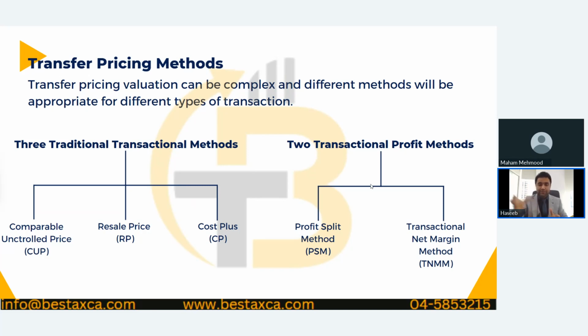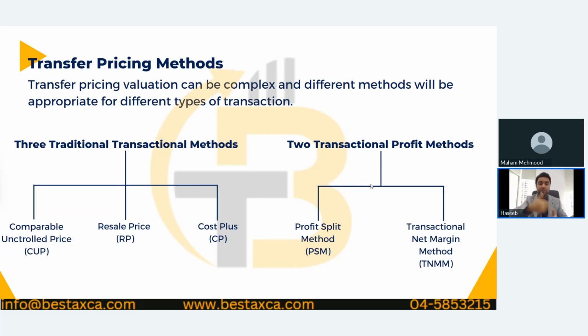So briefly, a recap of these three in simple words. Comparable uncontrolled price means the price when compared with the market conditions should be our transfer price. Then there's the resale price, which is normally used by resellers and distributors, in which first I determine the resale price, if I buy, how much it would be sold for, and then I work back to the transfer price that I should pay my related party.